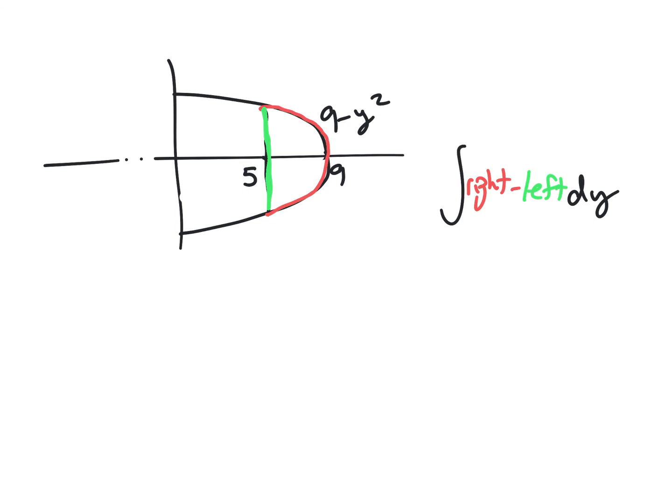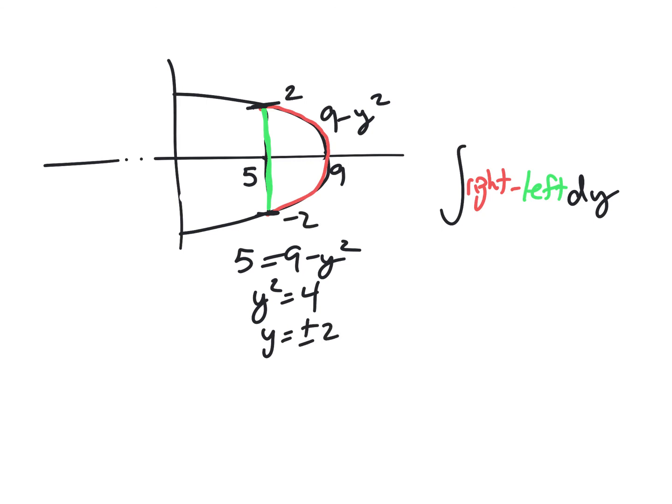The other issue is we need to find our bounds, right? So for x, we usually go from left to right. So for y, we should be going from bottom to top. So we need to find these intersection points, right? So what are those? Well, that's where 5 is equal to 9 minus y squared, or when y squared is 4. So these are plus or minus 2. So this is negative 2. This is 2. And so these are our bounds for our integral.